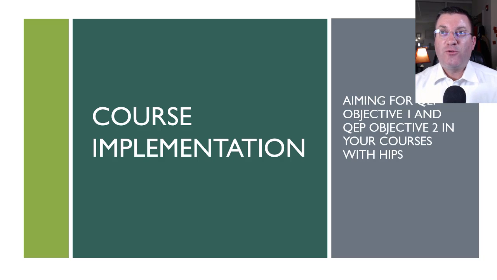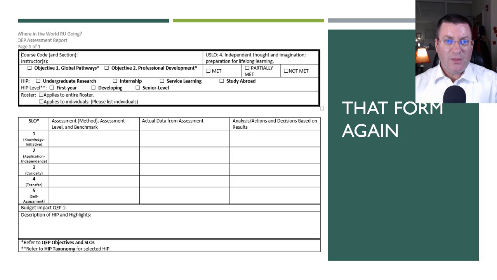Now, for Objective 2, this really is how we're going to be aiming Objective 1 and Objective 2 in our courses. We want to target those objectives with HIPs. So this may require some development of new assignments in courses or new practices in courses. And honestly, for a lot of us, it's just going to be the process of documenting the HIPs that are already taking place. But here's how it's going to work. Here's that form again.